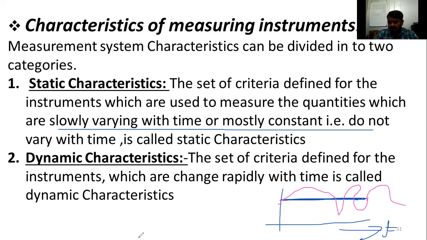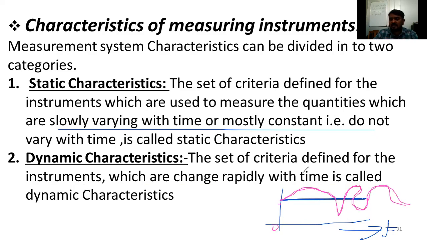As the time increases, here the zero is there. As time increases, the value of the output is increasing here. Now at this point the value of the output is decreasing with time. Here it suddenly decreases. The output is not constant with time. That is what we are going to call dynamic characteristics.